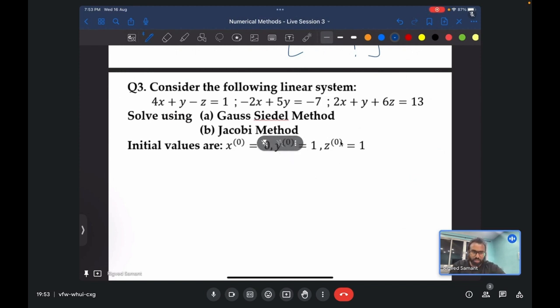Just try to solve this problem. I will get back to you. In Gauss Seidel method.